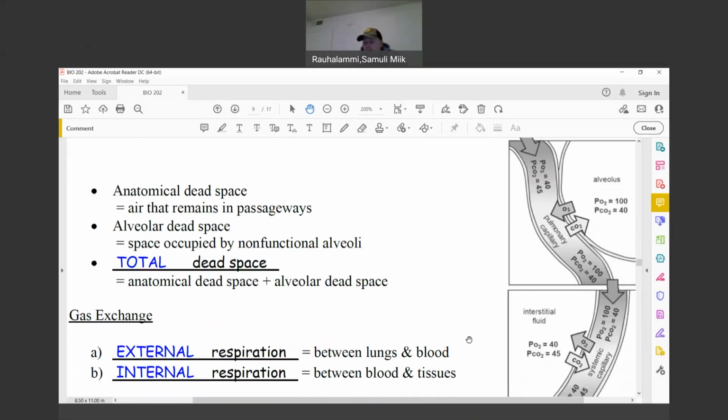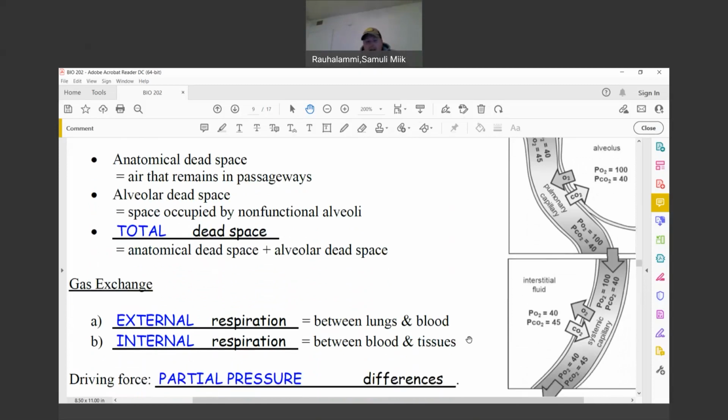Next, I wanted to say a few words about the gas exchange. We saw the external respiration between the alveoli and pulmonary capillaries, and internal respiration between systemic capillaries and the tissues. I don't expect you to memorize these numbers, but what you'll notice is that the gases move from areas of high concentration to areas of low concentration. So it was a process that was driven by the partial pressure differences.